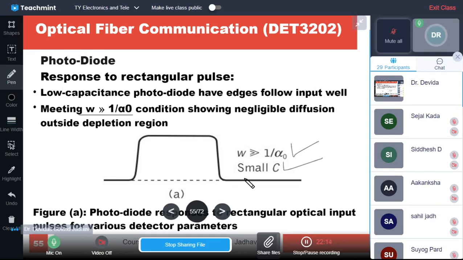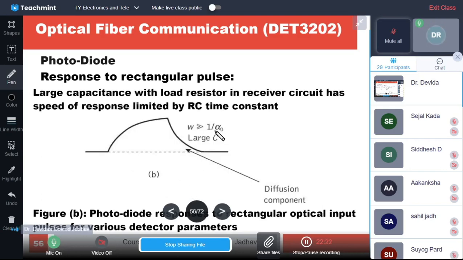If one or both parameters do not meet this condition, then for large C, even when W satisfies the condition that W is very large compared to 1 upon alpha, there will be slow charging and slow discharging, and that increases the pulse duration and affects the speed of operation. So this is the charging-discharging curve. So C must be small. This is one effect, and there will also be a diffusion tail, a diffusion component, due to the diffusion process.